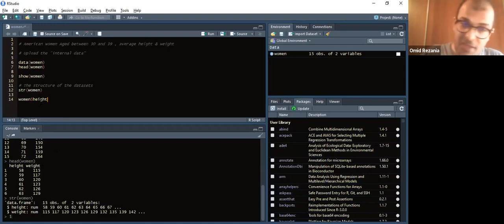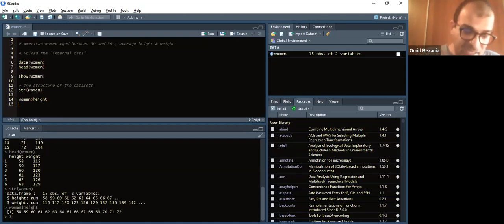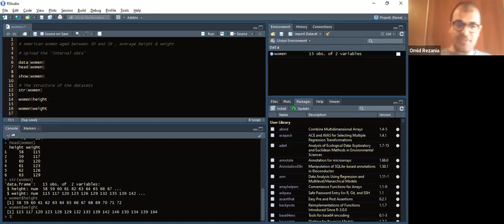Then I'm just going to run it. You see the line I get here: 58, 59, 60, all the way to 72. It means this is just the height I extracted from my data set. The same thing, you can come here, say woman, dollar sign, and go for the weight, press control enter, and you see that you extracted this data.